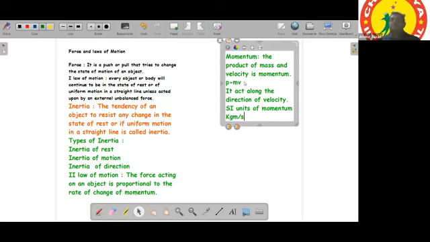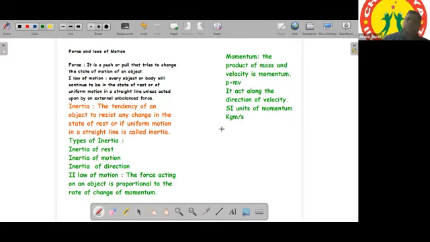See, the momentum is given by P equals mv, and hence the SI units of momentum will be mass taken in kilogram and velocity taken in meter per second. So kilogram meter per second, this is the SI unit of momentum. You can also write it as kg m s minus 1.